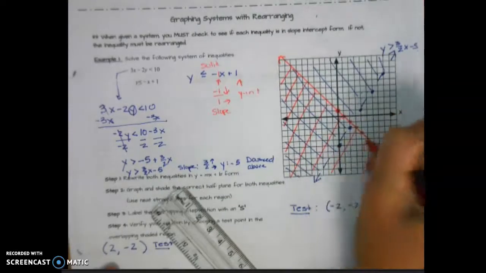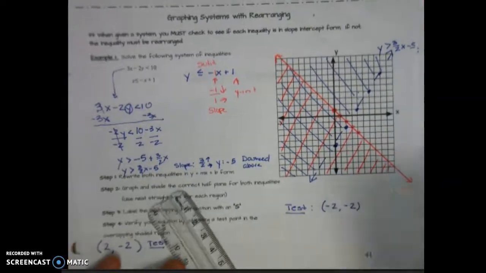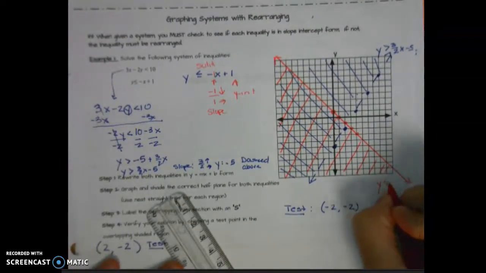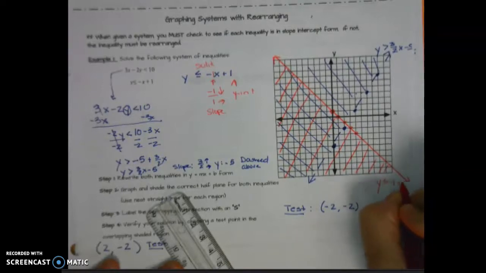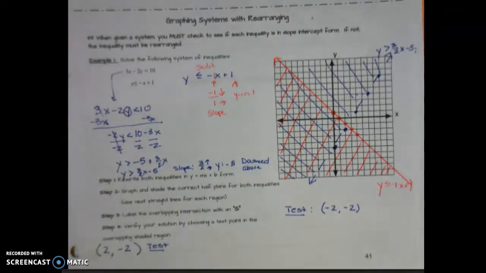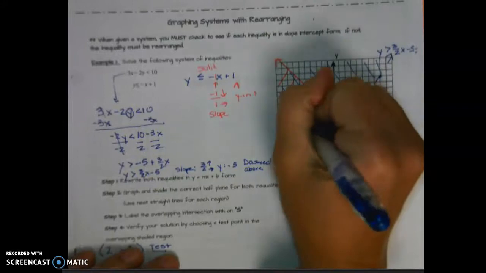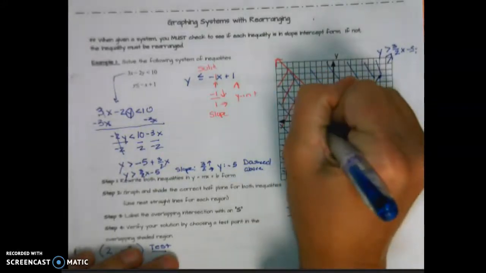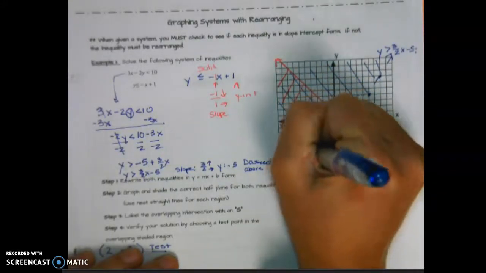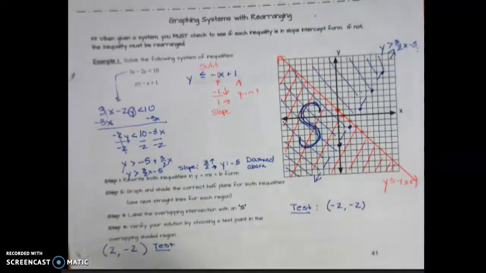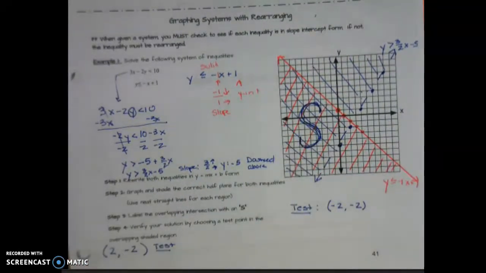I'm going to use these stripes again for my shading. And then I'm going to label off to the side. Okay. Once you have your shading done, you're going to label the overlapping intersection with a big S for solution. So here's my big S. Okay, and just like in yesterday's lesson, we talked about any point in this double shaded region is going to be a solution to the system.